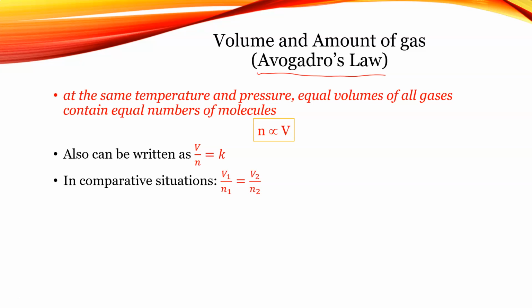And you might think it's fairly trivial, but at the time, in the 1700s, it was pretty substantial that as the amount of gas increased, the volume of the gas increased, assuming temperature and pressure are constant. So we get N is proportional to V, change it to an equality, V over N equals our constant, and then comparative situation, V1 on N1 equals V2 on N2.